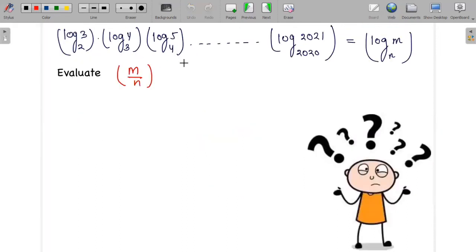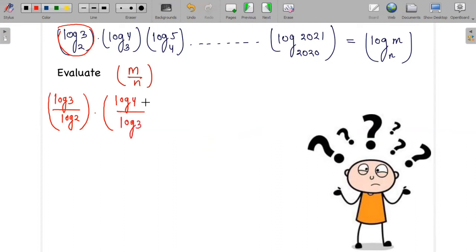Let's try to simplify this one. We have the multiplication of many terms. How do we solve this one? Please focus on the first one. Log 3 to the base 2 can be written as log 3 over log 2. As I mentioned earlier, we have to consider only a single base so that the expression will be simplified. Log 4 to the base 3 further can be written as log 4 over log 3. The next one can be written as log 5 over log 4. So on and so forth.